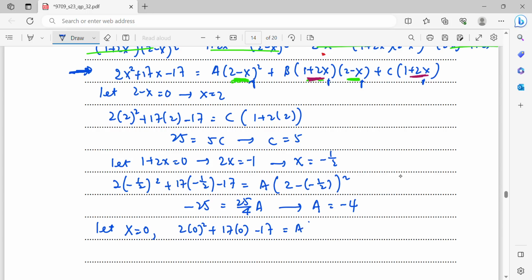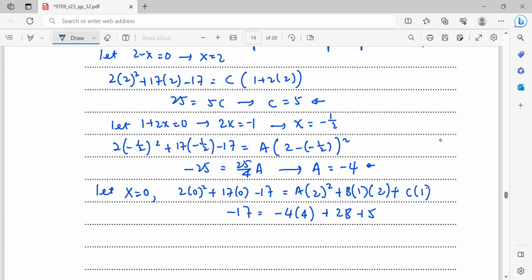So I'll get a bracket 2 minus 0 is 2, squared, plus b bracket 1 plus 0, because x is 0, so it's 1. Then the second bracket is going to be 2 minus 0, which is 2. And the last term will be c bracket 1 plus 0, which is 1. Now for the left hand side, it will be negative 17. Now replace the a by negative 4 here. So I will get negative 4 bracket 4. The b is unknown, so plus 2b. The c is 5, so 5 times 1, I will get 5.